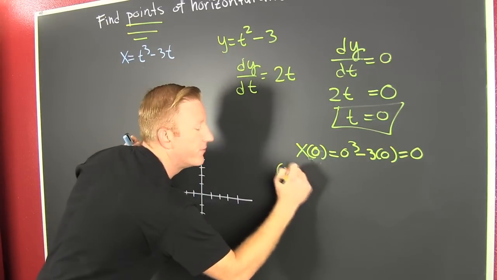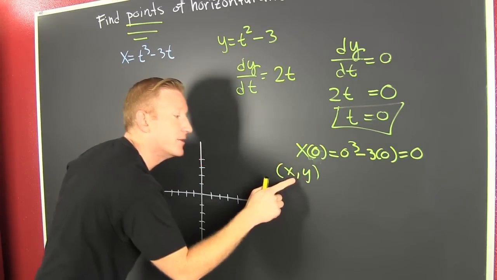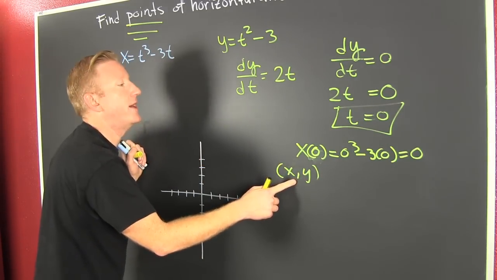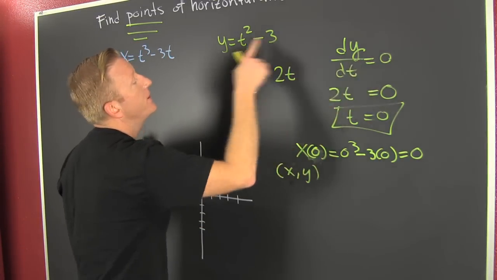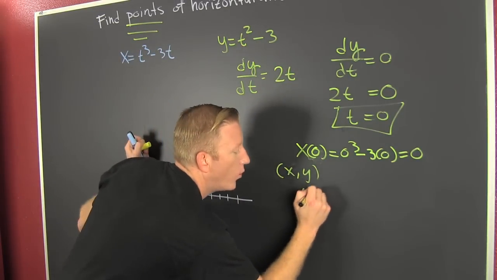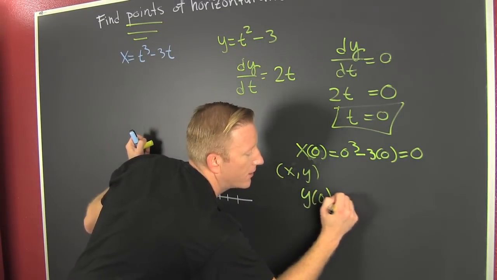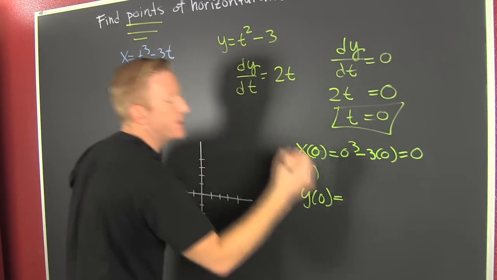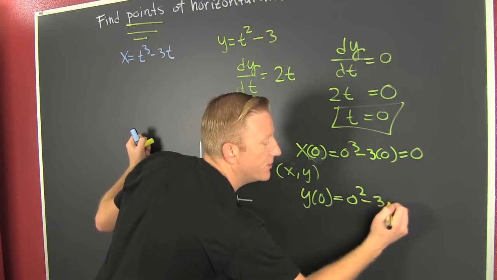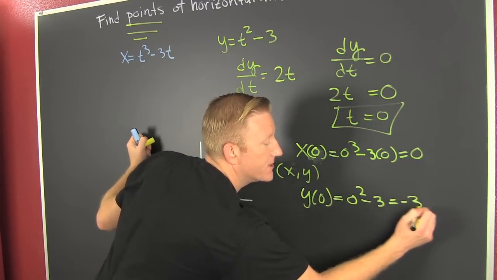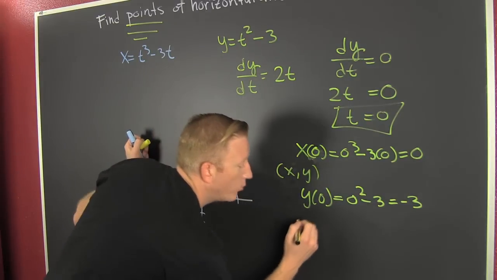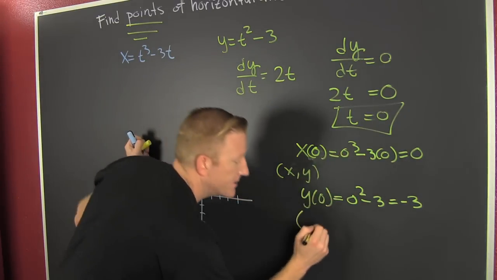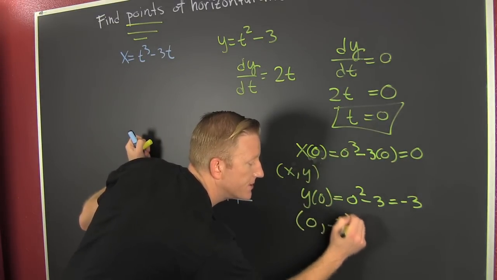Now my points are of the form x comma y. So I need to go find where y is when t is zero. And that happens when I put that in there. So y of zero, all right? And I put that zero squared minus 3. So that's gonna be a minus 3. And my point of horizontal tangency happens when, boom, x is zero and y is a minus 3.